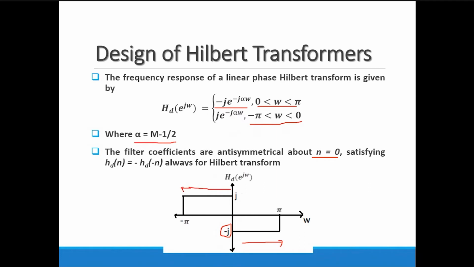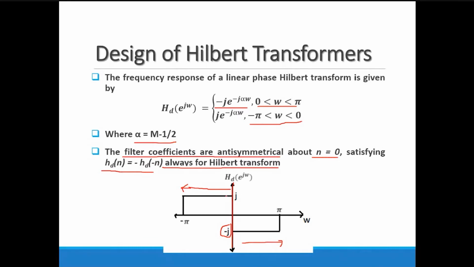So when you plot this, you can say that the filter coefficients are anti-symmetrical. They are not following the symmetrical criteria. They are anti-symmetrical about n is equal to 0. This is nothing but the line of anti-symmetry, you can say. The filter coefficients have the characteristic of being anti-symmetrical about n is equal to 0, which satisfies the equation hd[n] is equal to minus hd[minus n], which is always true for the Hilbert transform.